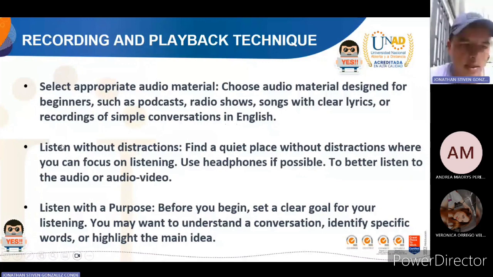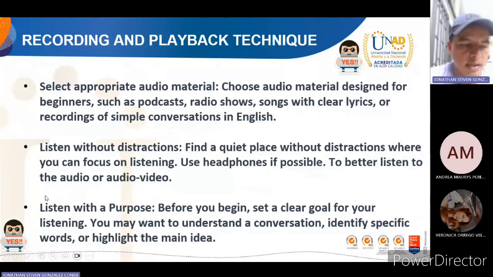So the next step is listen without distractions. That is something important. Okay. Find a quiet place without distraction where you can focus on listening. Use headphones if possible to better listen to the audio or audio video, depending on your case.